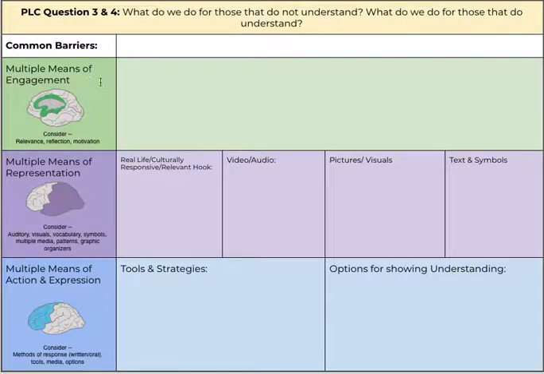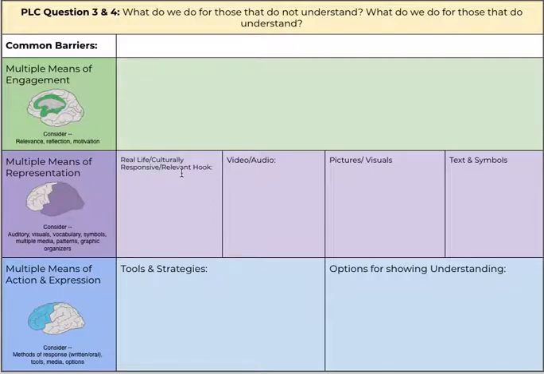universal design for learning. So, our multiple means of engagement. Here we might think of how we are going to hook, engage, or motivate our students, thinking about coping strategies, and different methods or things that we're going to do in order to keep them engaged. And then multiple means of representation: visuals, vocabulary, symbols, graphic organizers.